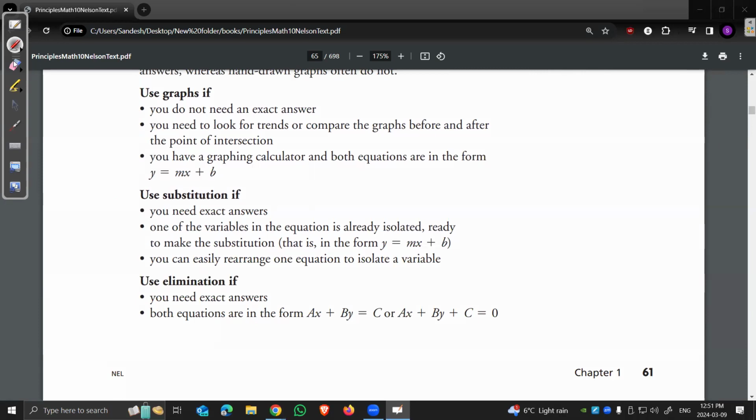Use substitution if any one of your coefficients in a system, you have 4 coefficients, x, x, y, y, if any one of them is a 1, substitution will probably be easier. If none of them are 1, then elimination will probably be easier. But all 3 of these work. All 3 of them work. You need to know how to do all 3 methods, but sometimes one of them is more efficient than the other one.